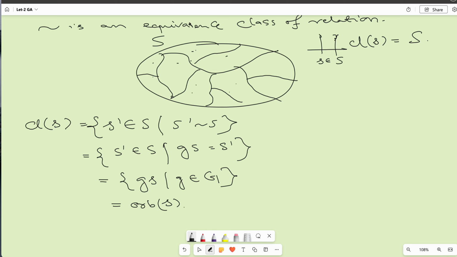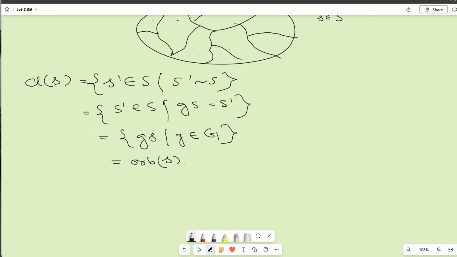Isn't it a class? So there exists a G such that G S equals S dash. So all those elements G S such that G is inside the group G. So this is actually the class, the definition of class. The definition of class is actually orbit. So you know that under classes, two classes are either identical or disjoint.